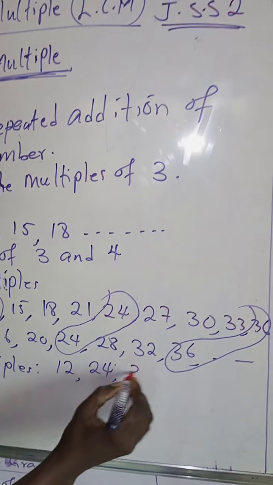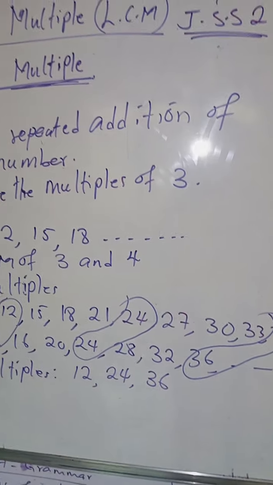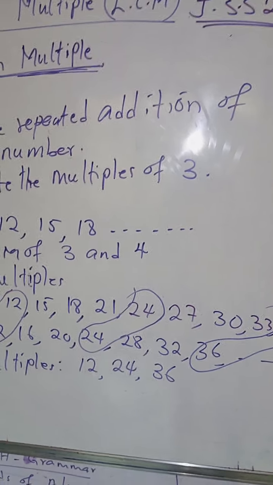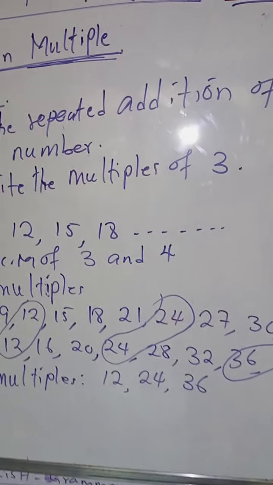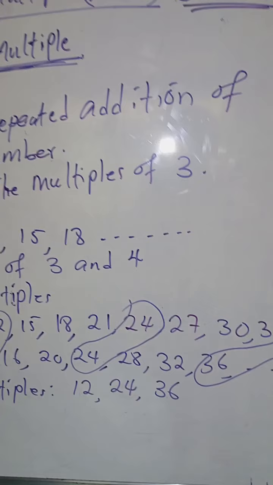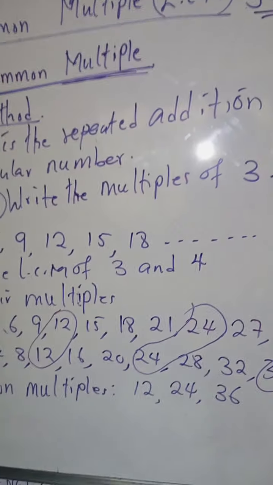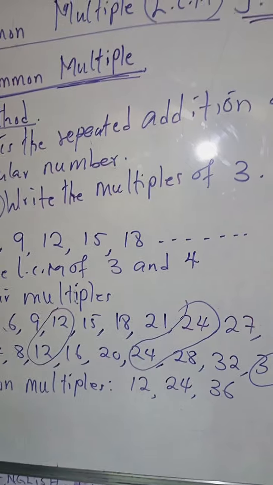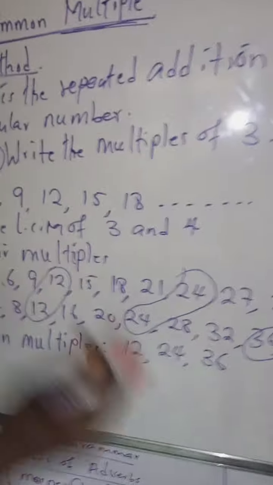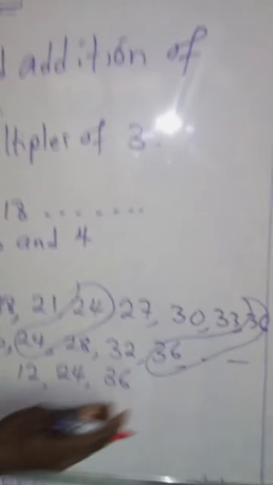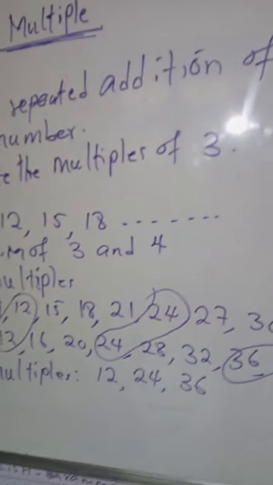24, and 36. Like I said, my cameraman, my camera boy, is also a student in JSS1, so he knows some of these things. And when he sees me going to the other side, he's like, now let's move on. We have these 3 to be our multiples. That's common multiple.